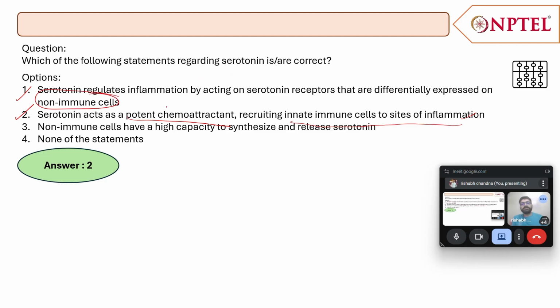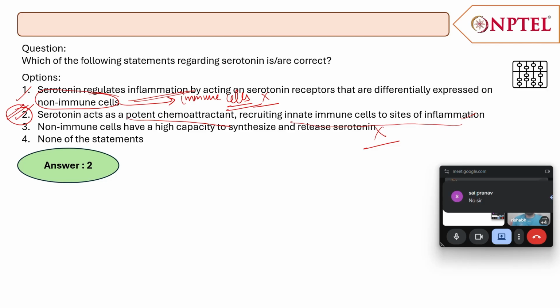Okay, but in case of inflammation, what happens? The major function is taken care of by the immune cells. Okay, so that's why the first option is incorrect. Then non-immune cells have high capacity to synthesize and release serotonin. No, this is also not correct. So the correct answer is option number two. Okay. So any doubts in this question? Okay. So let's move on.